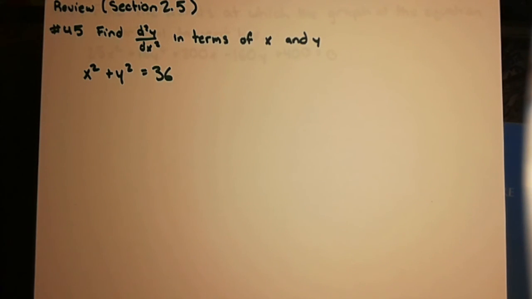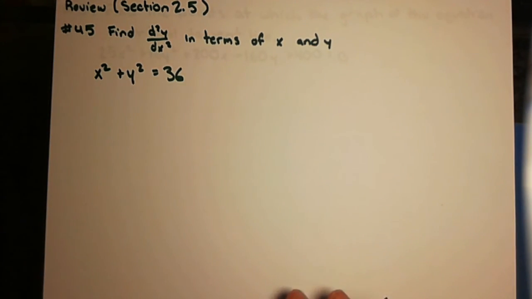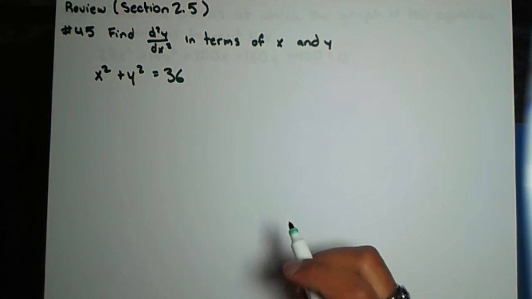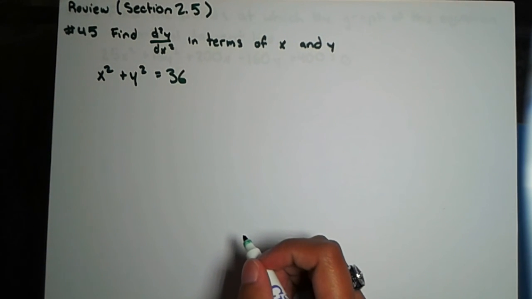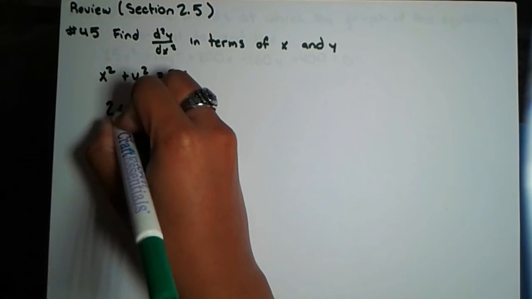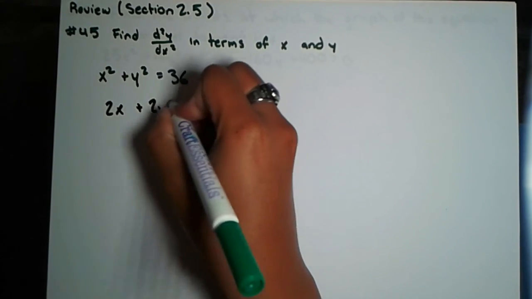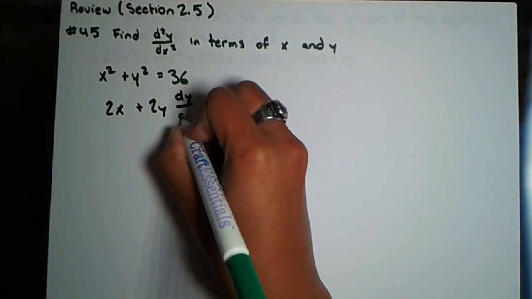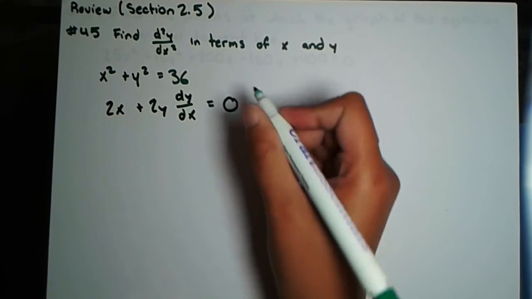For our next review, this is number 45 on section 2.5. Find the second derivative in terms of x and y. x squared plus y squared equals 36. So let's find our first derivative first. That's 2x plus 2y dy/dx equals 0.